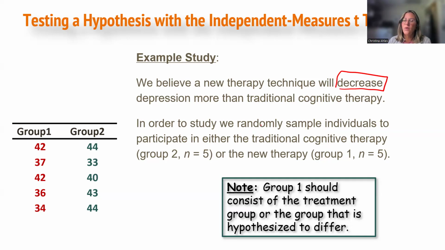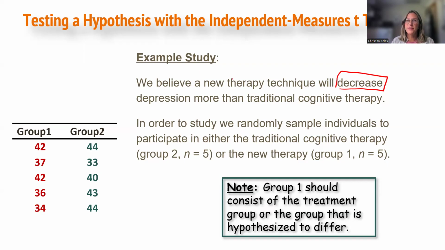When we set up research studies, group 1 should usually be the experimental group or the treatment group. Group 2 is basically your control condition, or what is already known. In this case, group 1 is the new therapy and group 2 is the traditional cognitive therapy. Group 1 is what we are predicting to differ in one way or another, and specifically, decrease.